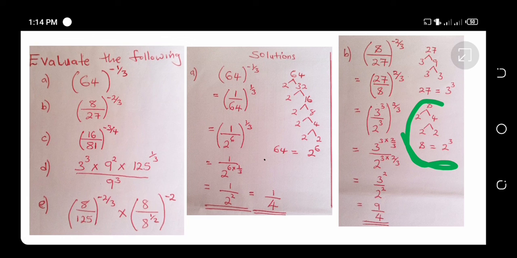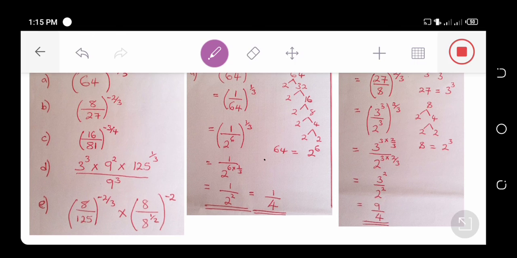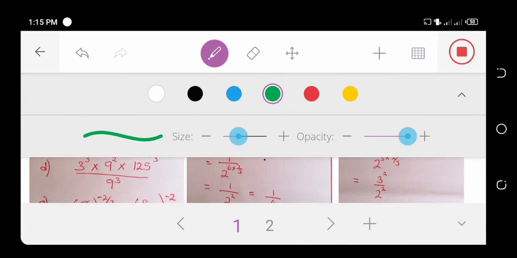After that we substitute them here in this step, and after substituting, we multiply the powers. The powers inside the bracket are affected by the powers which are outside the bracket, and here we get 3 to the power 2 divided by 2 to the power 2, meaning that our final answer is 9 divided by 4. That's how we could work out that.